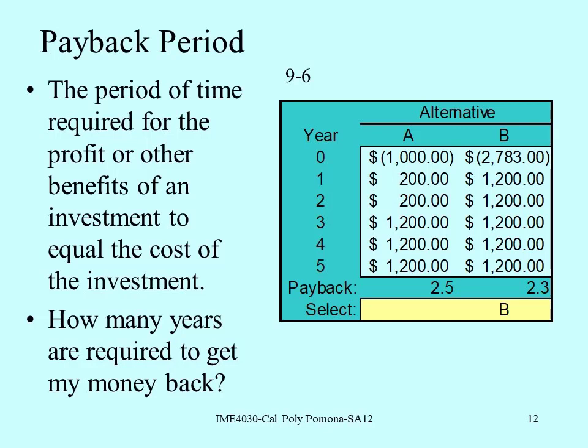And if we look at payback period, we ask ourselves, how long will it take us before we recuperate our initial investment? And we see that for alternative A, it takes us 2.5 years to recuperate our initial investment of $1,000. Alternative B, it takes only 2.3 years to recuperate our initial investment. So based on the idea of payback period, which is the alternative that gets us our investment back the fastest, is the best, then B would be preferred, 2.3 years.